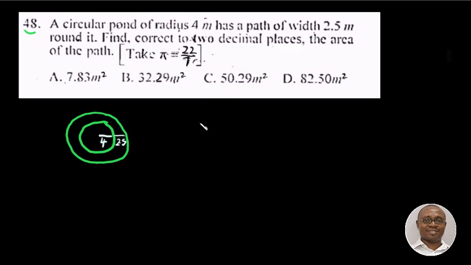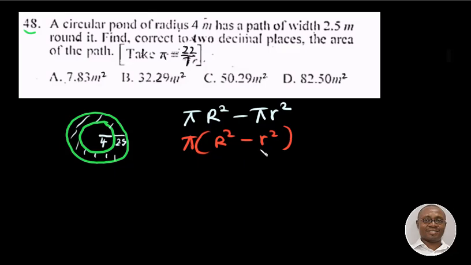So to calculate the area of the path here, we need to subtract the inner circle from the bigger circle. That is to say, we will subtract the area of the smaller circle from the bigger circle. So let us substitute the values for pi. First of all, we can see that pi is common, so we'll be left with R squared minus r squared. That is the bigger R squared.